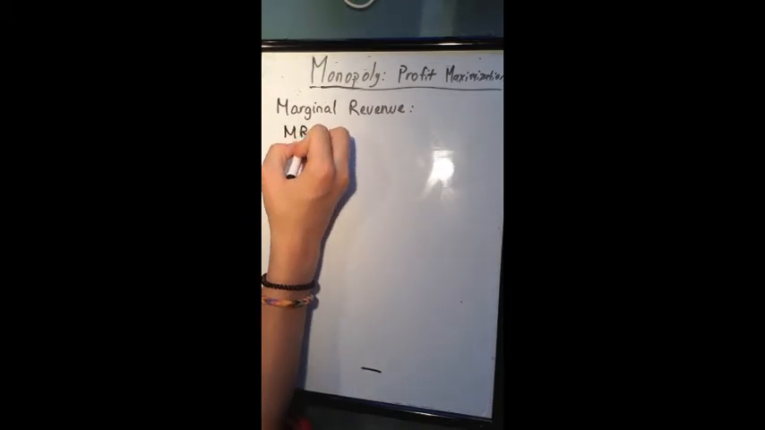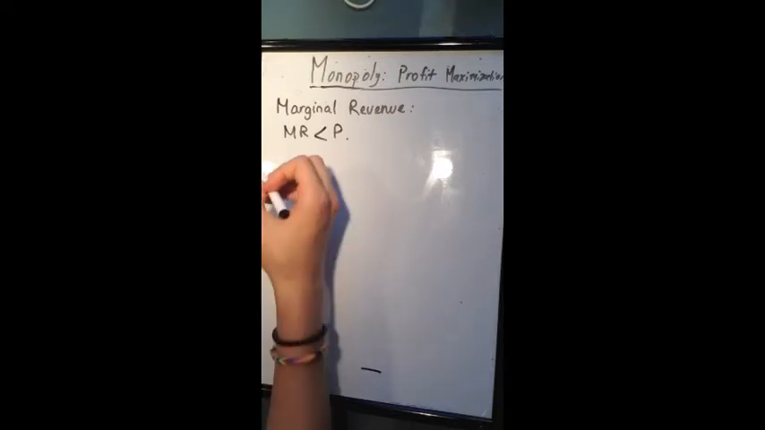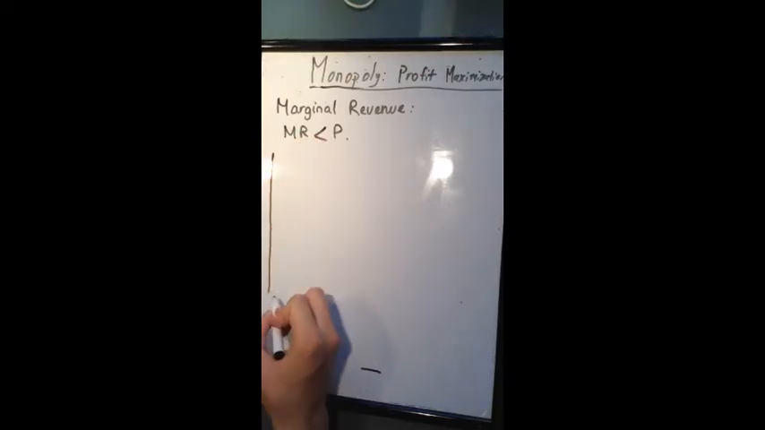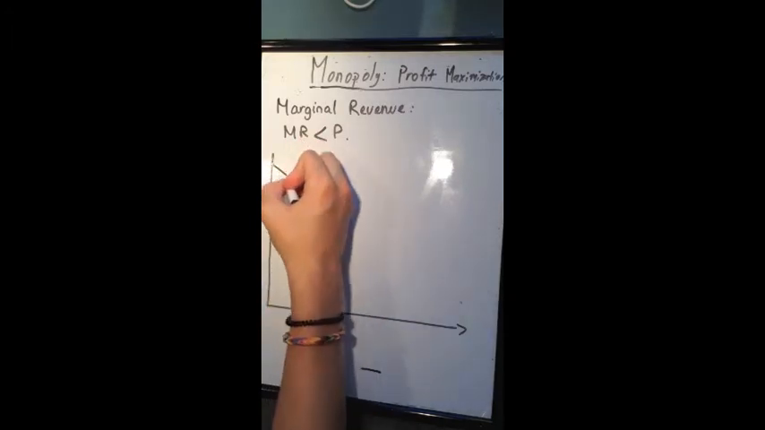Price is, as we can see here, 50. So this illustrates this condition here. The marginal revenue is always smaller than the price in a monopoly who is trying to maximize his profits.